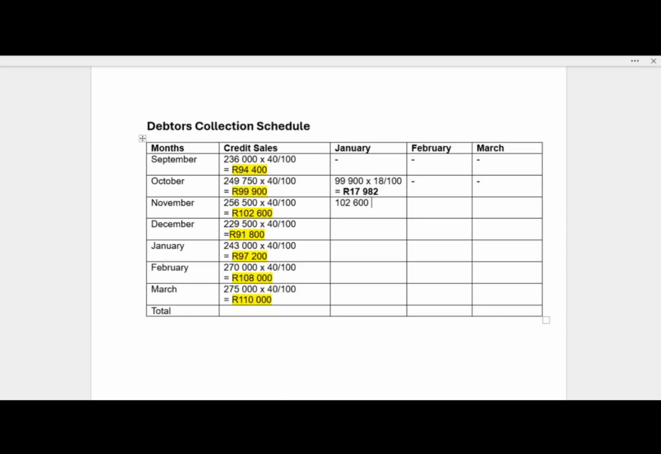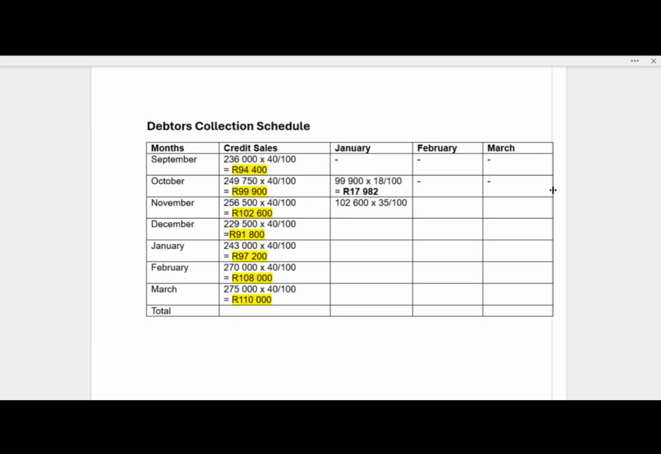102,600. You multiply by 35, you divide by 100, all right? Let me extend this again. Need proper space and proper stuff there. Okay.